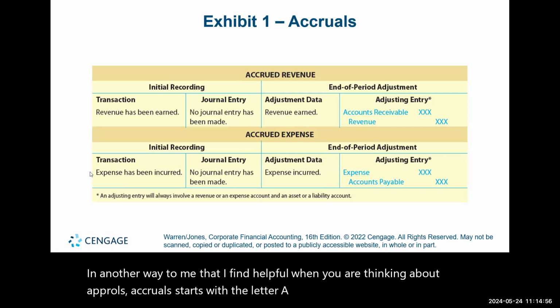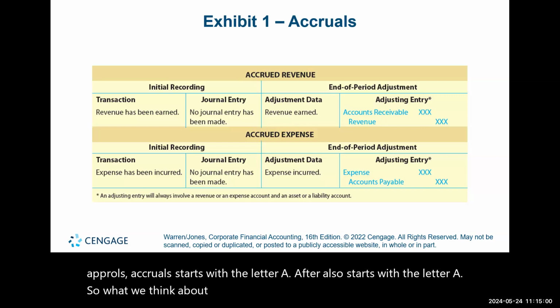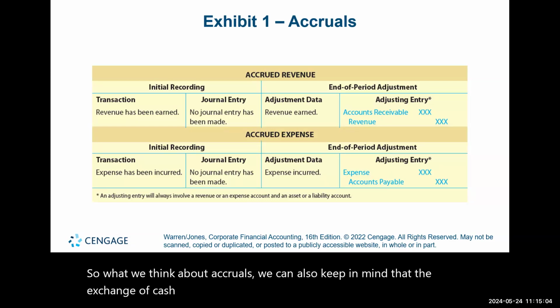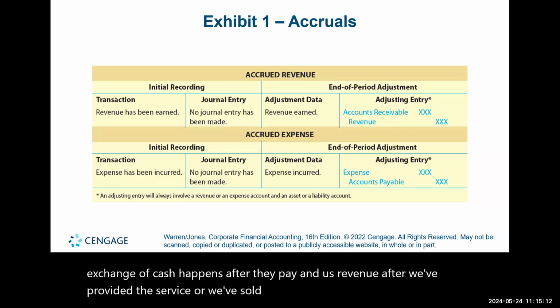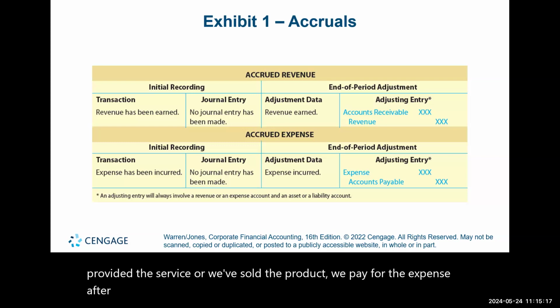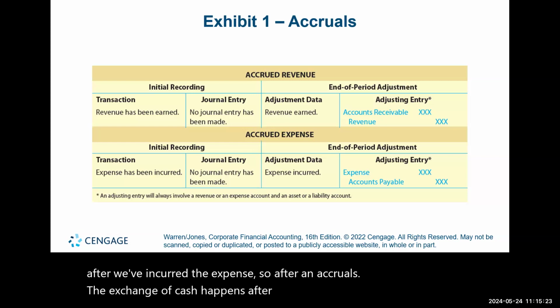After also starts with the letter A. So when we think about accruals, we can also keep in mind that the exchange of cash happens after. They pay us revenue after we've provided the service or we've sold the product. We pay for the expense after we've incurred the expense. So after in accruals, the exchange of cash happens after the event has occurred.